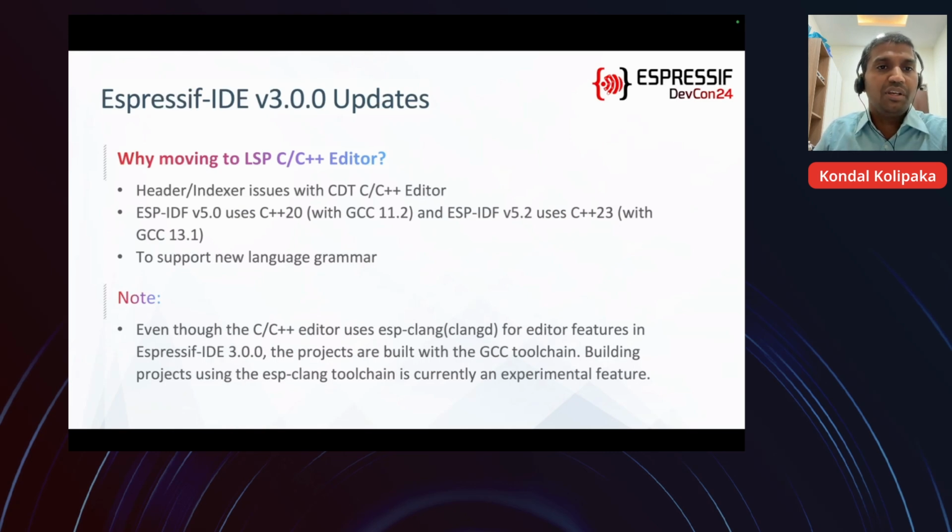The other important thing which I wanted to highlight here is, though we use the ClangD editor for editor capabilities, for indexing and header resolving, by default we still build the projects with the GCC toolchain. If some users wanted to build with ESP Clang as a Clang toolchain, there are some instructions written in the docs at docs.espressif.com, but it is an experimental feature, so if you wanted to try it out, it's available in the docs.